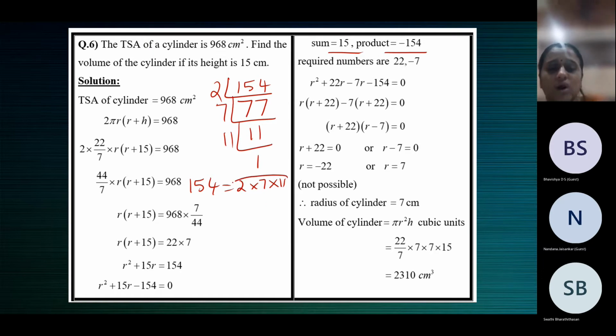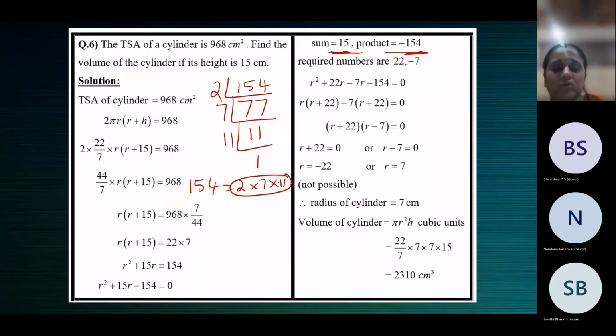We have to make use of all these factors. It's not that you'll always have 3 factors. Sometimes you'll have 10 numbers also. That means you should make use of all the 10 numbers and make 2 numbers. Factors may not always be 3 or 4; sometimes you'll have 7 or 8 factors. You must make use of all those numbers and make 2 numbers so that the sum is plus 15 and the product is minus 154.